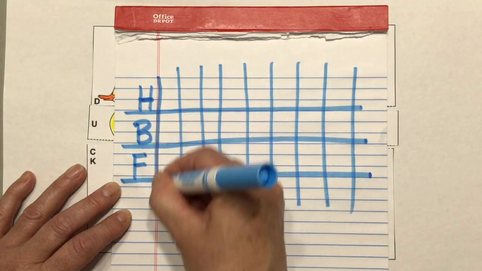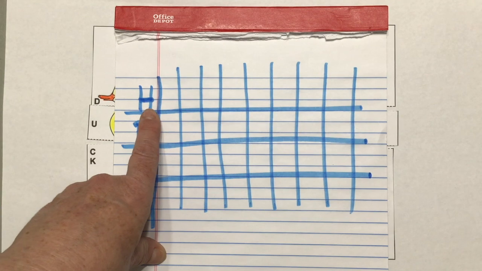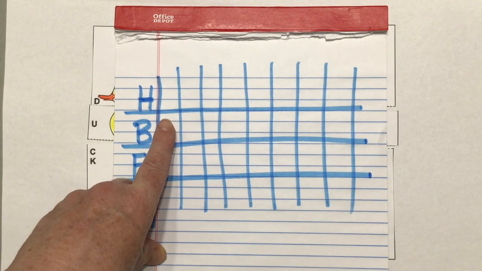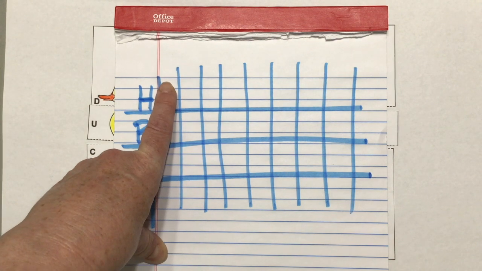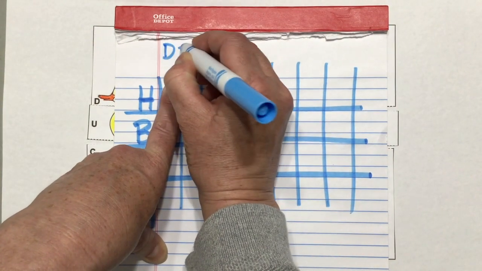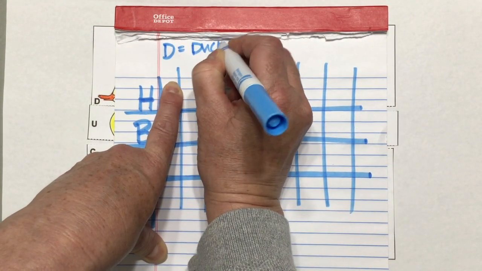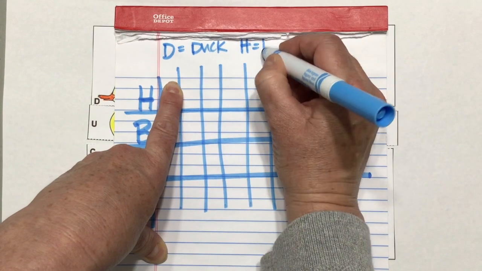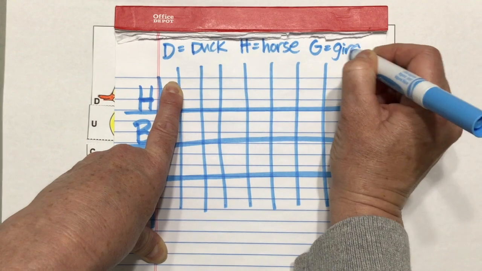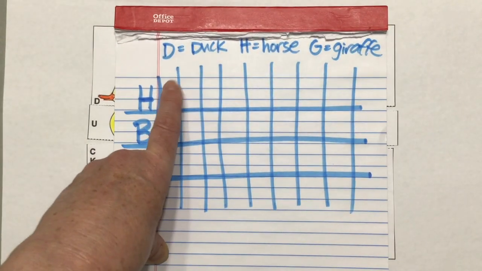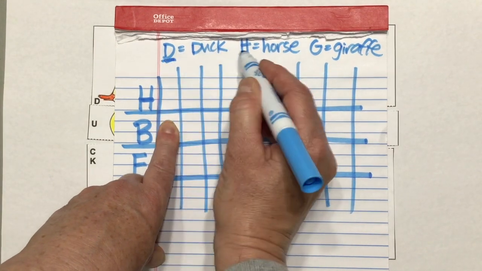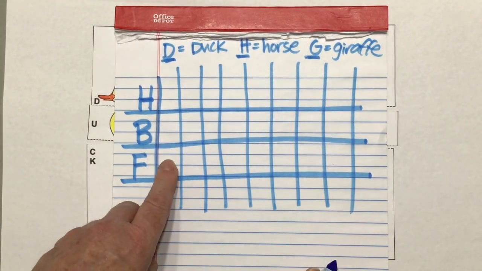Okay? So as you begin, you'll want to write what you're making. So if you use a duck head, put a D here. We'll do that up here. D equals duck, H equals horse, and G equals giraffe. So if I'm going to use a duck head, I'm going to put a D here, and then whatever the body is, I'll put the letter here. And then whatever feet I'm using, I'll put here.